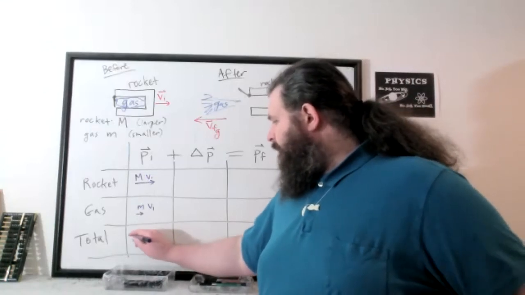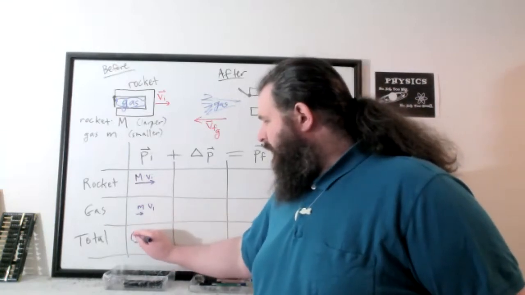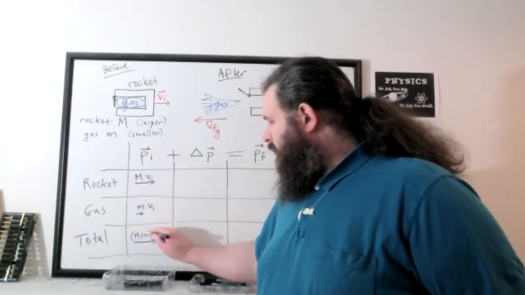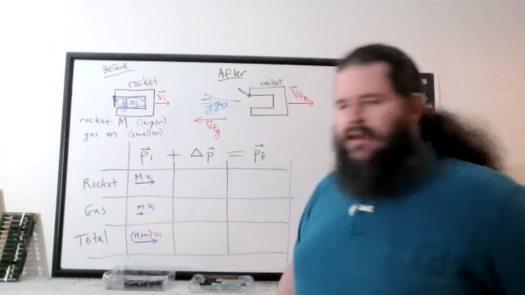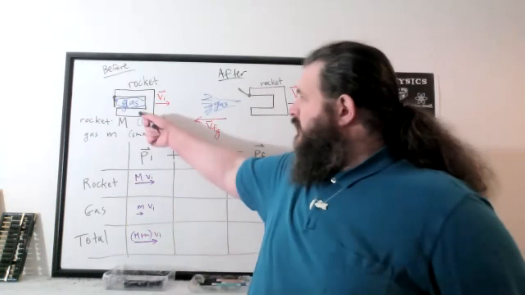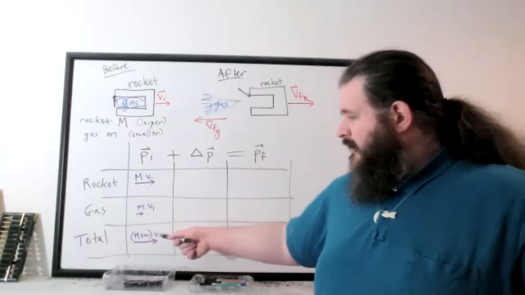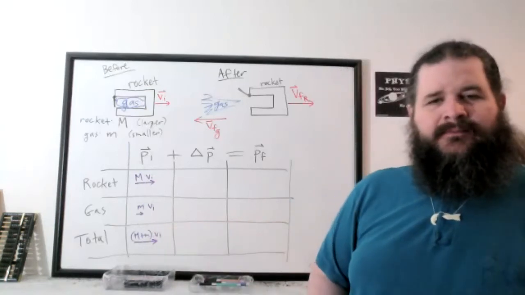So if we add these together, we can even factor out the V initial and say big M plus little m times V initial. And I think that makes sense in light of treating this as just one big object. If you treat this as just one big object, its mass is big M plus little m, times its initial velocity tells you its total momentum.